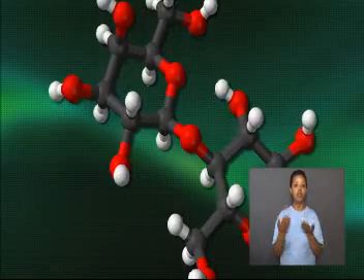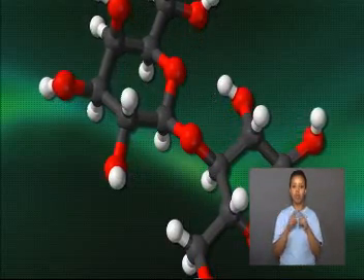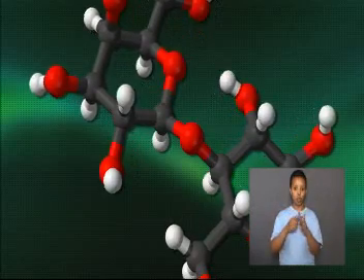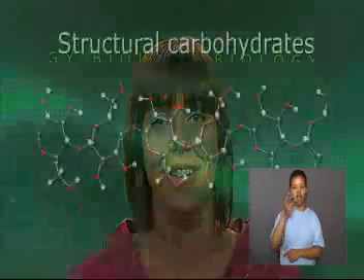Carbohydrates can range from very small molecules to very large molecules. They are called carbohydrates because the compounds have many carbon atoms bonded to hydrogen and hydroxyl groups. A carbohydrate is called an organic compound because it contains carbon and hydrogen.